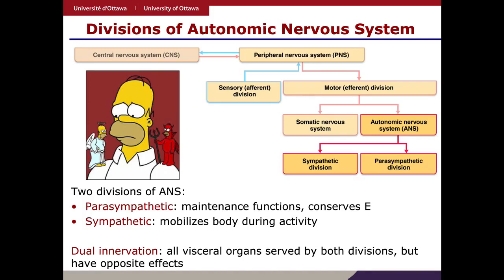One division usually predominates, but in a few cases, the two divisions have a cooperative effect. We'll see an example of this later in the lecture. All of the changes in organ and tissue function induced by the sympathetic system work together to support strenuous physical activity, and the changes induced by the parasympathetic system are appropriate for when the body is resting.